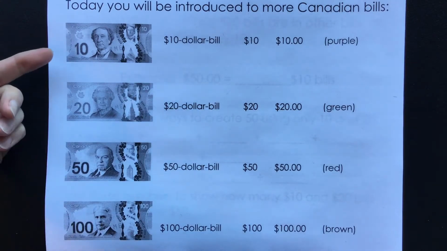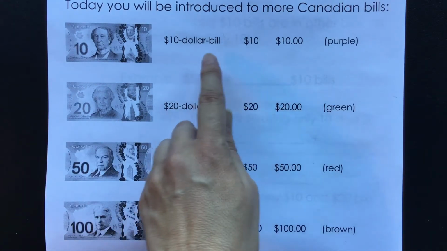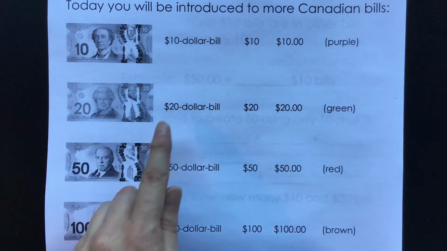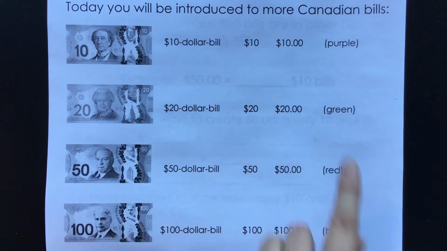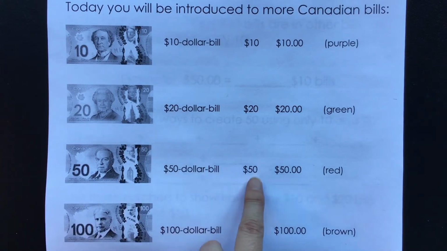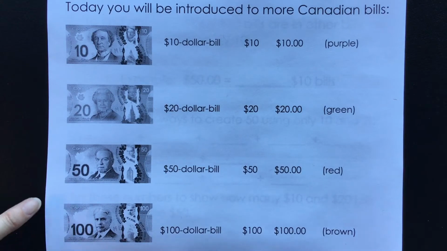The $10 bill is purple, and there's a few different ways you can represent it. The $20 bill is green, and again, it can look like this. The $50 bill is red. $50 can look like that. And the $100 bill is brown, and there's your 3 ways to represent $100.